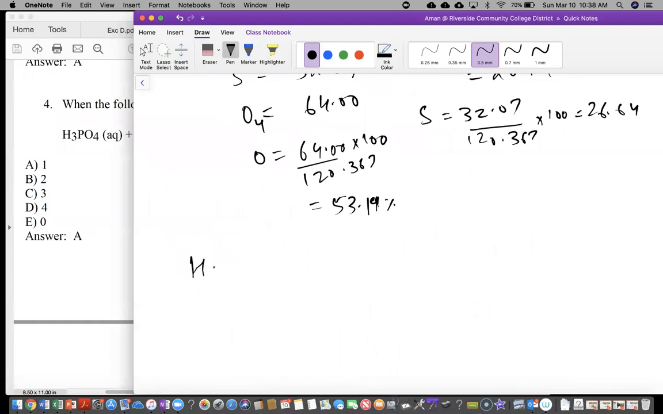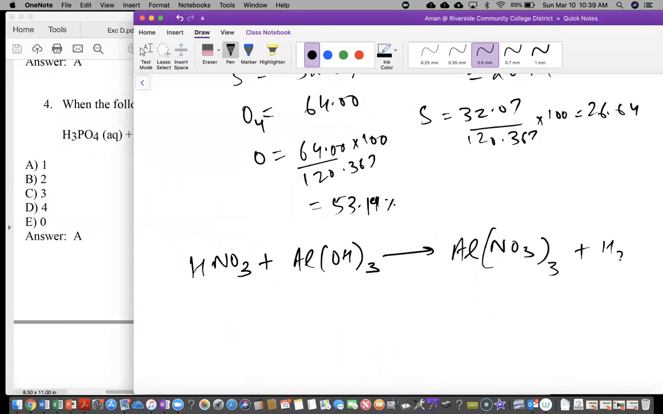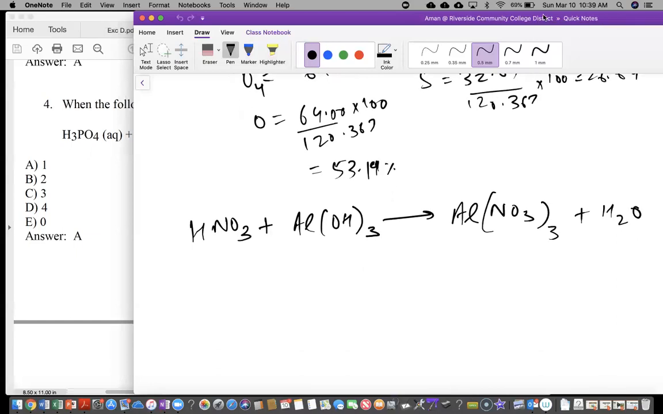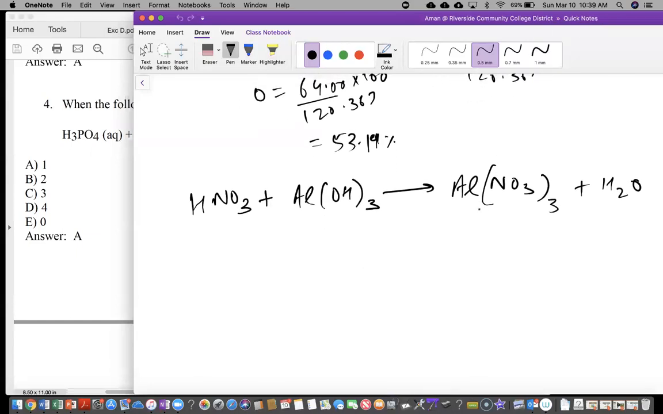So let's say we have HNO3 reacting with Al(OH)3, and that gives me Al(NO3)3 plus water. When you're balancing equations like this one, don't use the trick that I gave you. I mean, you can, but I would say skip it and just balance this like a regular chemical equation.